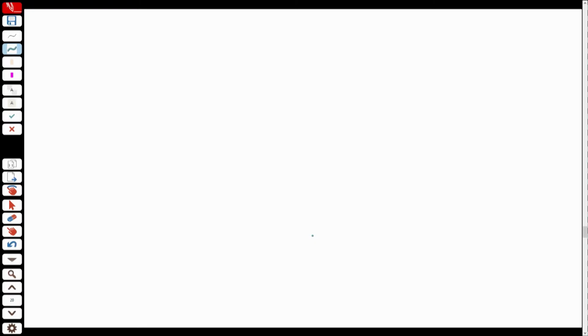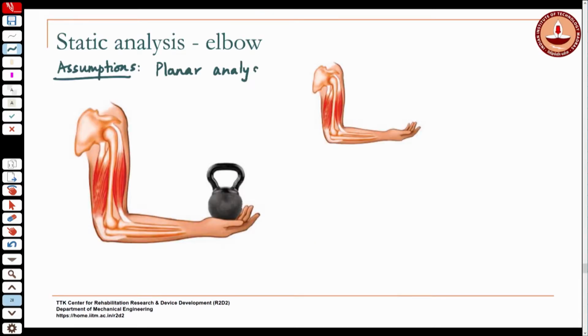If you want to hold it in the flexed position, your biceps are your agonists. So, in most cases we will only look at the agonist muscle. We will do a planar analysis in the sagittal plane, and we are assuming that the elbow is essentially a hinge. We are looking at the elbow as a hinge joint which causes rotation in the sagittal plane.